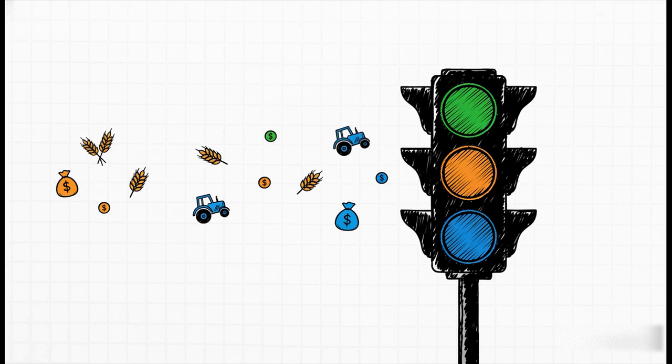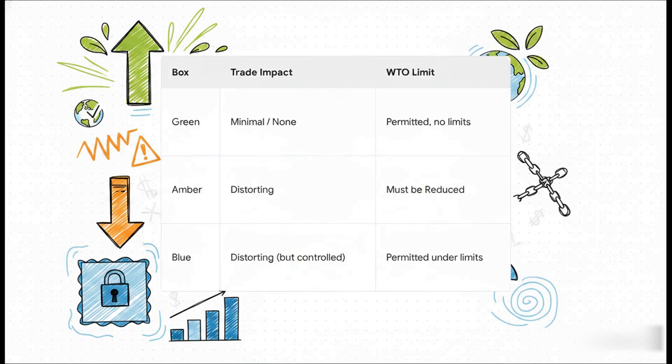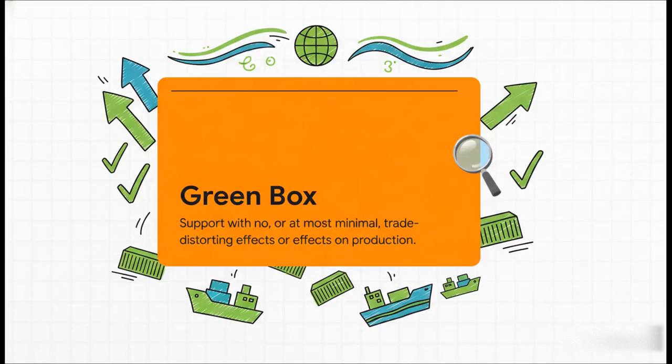So, to manage all this, they came up with a kind of traffic light system to classify farm subsidies. Let's look at the three main boxes: green, amber, and blue. Each one has different rules based on trade impact. First up, the green box. This is the green light.